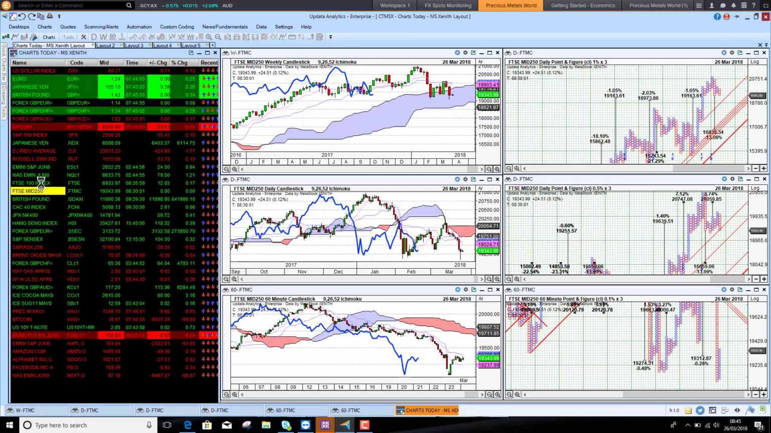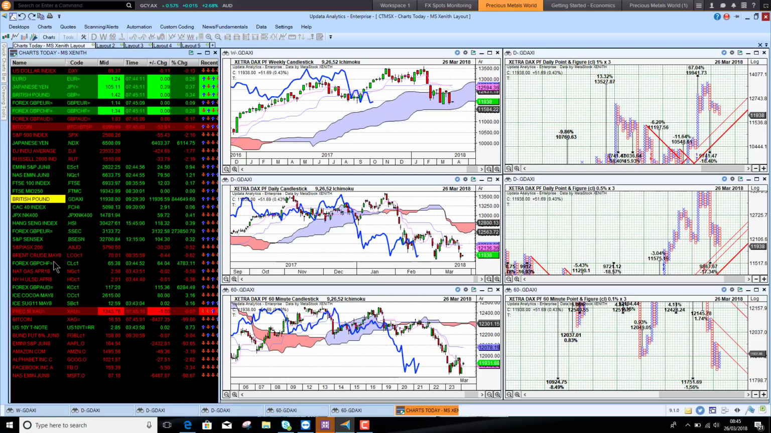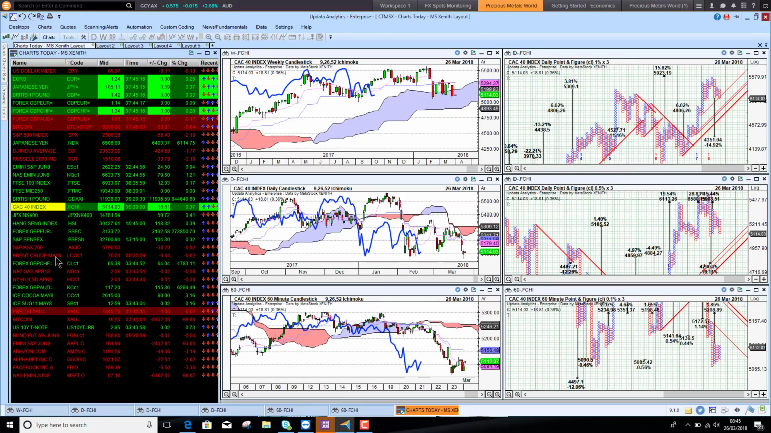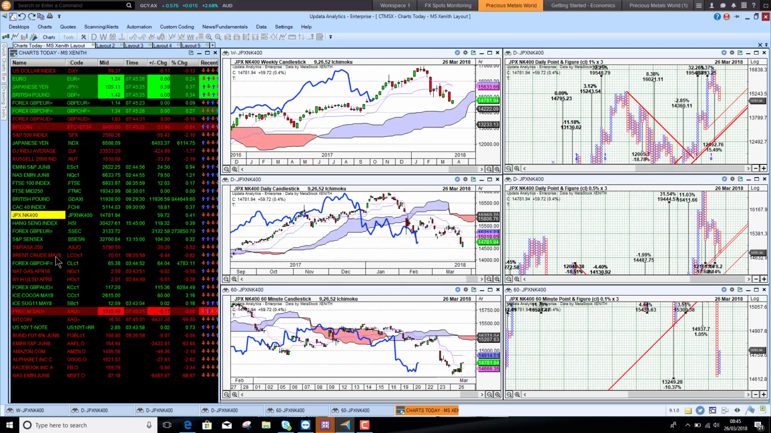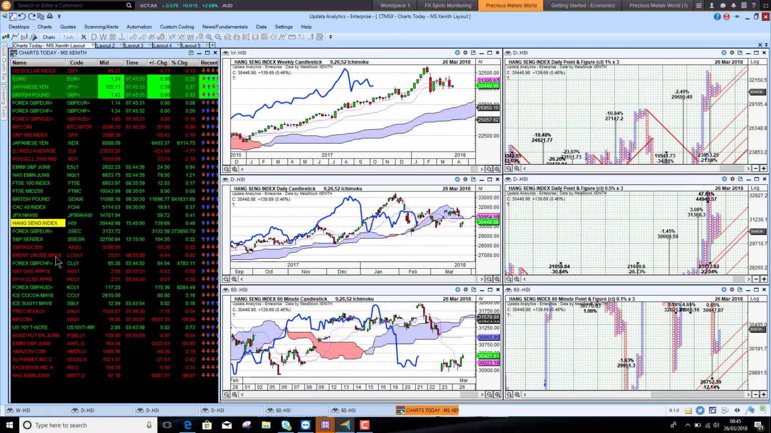The German DAX is also just touching the support level here, but looking better this morning, up nearly 0.5%. The CAC 40 is also up a third of a percent this morning, but still looking pretty bearish on the charts. And the Japanese market was up a little bit overnight, but still looking pretty bearish. So these are just all small recovery actions to the sell-off, really.